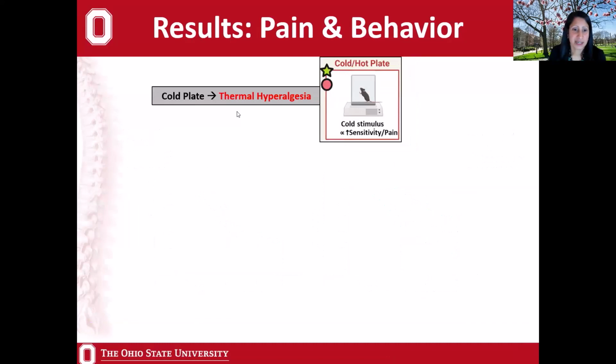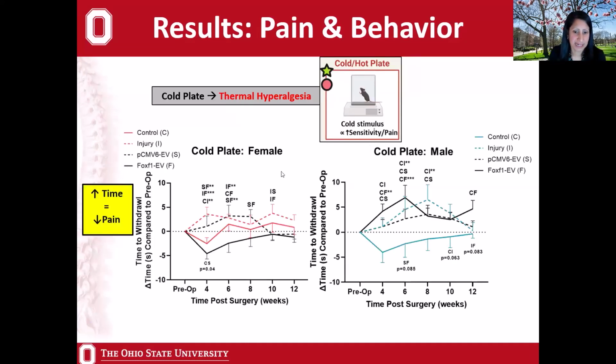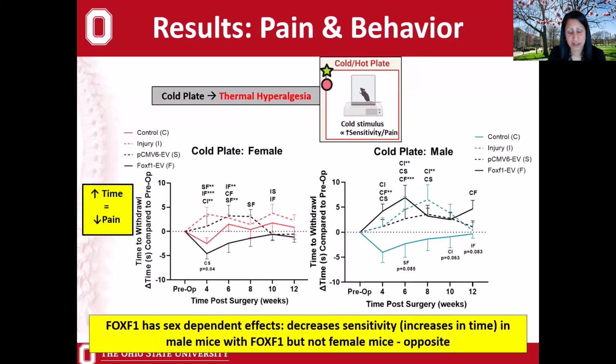We then looked at thermal hyperalgesia. So we look at a cold plate stimulus and the effect on the mice. Again, separating out males and females. And here what we see is some real sex-dependent effects. So we see decreases in sensitivity in the male mice with FOXF1, but we see the complete opposite with the females, which just emphasizes the real importance, when you're looking at pain behaviors, of separating groups out based on sex.